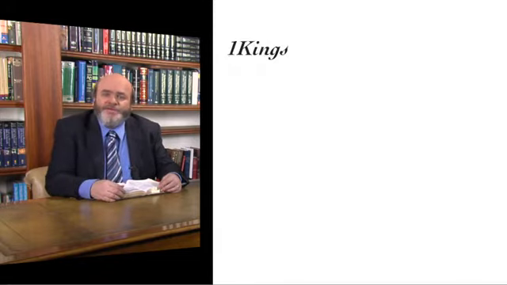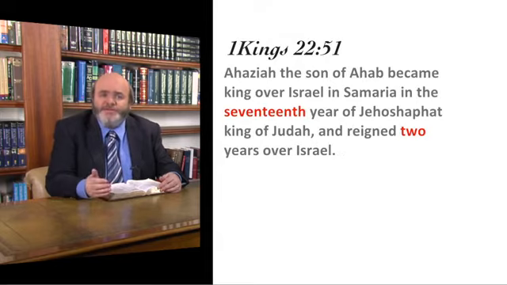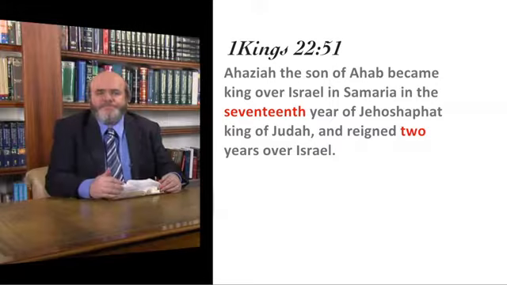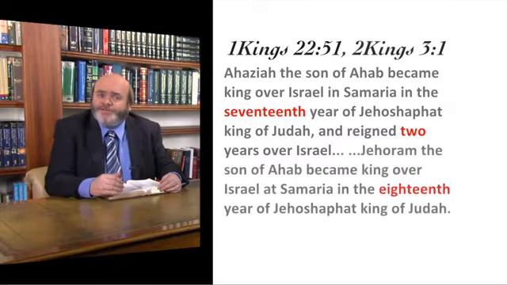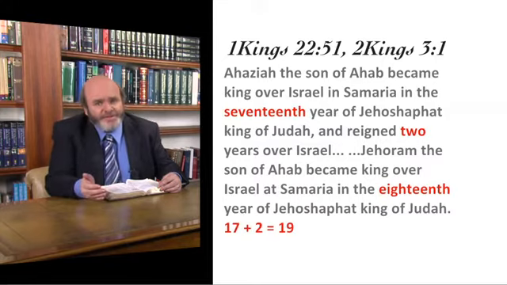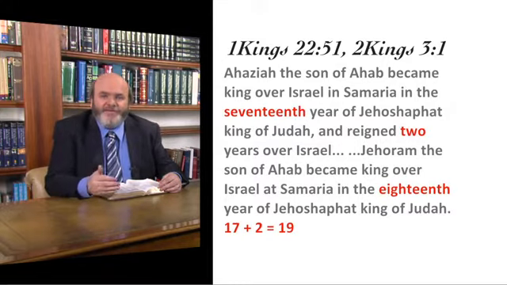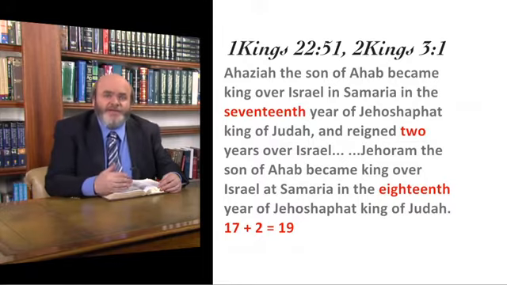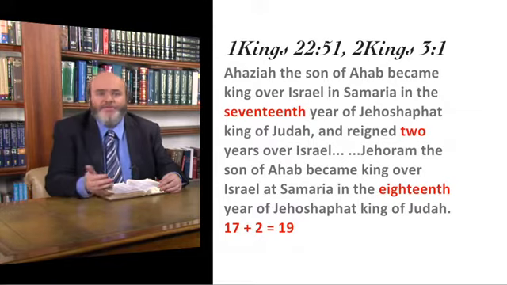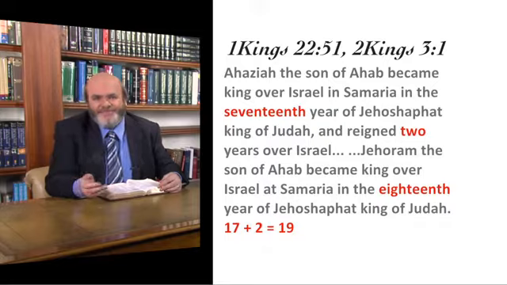Similarly, 1 Kings 22:51 says that Ahaziah, king of Israel, began to reign in the 17th year of the reign of Jehoshaphat, king of Judah, and he reigned 2 years. Yet 2 Kings 3:1 says Ahaziah's successor, Jehoram, began his reign in Israel in the 18th year of the reign of Jehoshaphat, not the 19th. However, if one used Nisan years and the other used Tishri years, then the problem is easily solved.